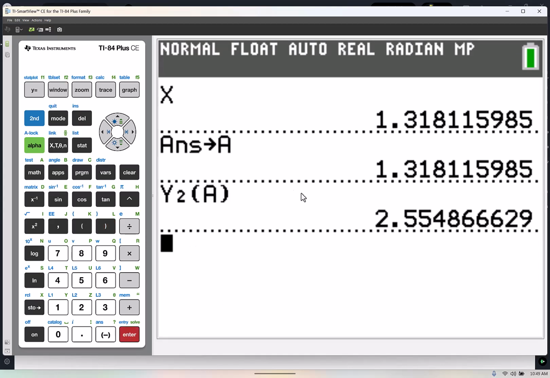And I got 2. How do you store it? It's next to the number 1, stow. Push X and then stow and then alpha A.